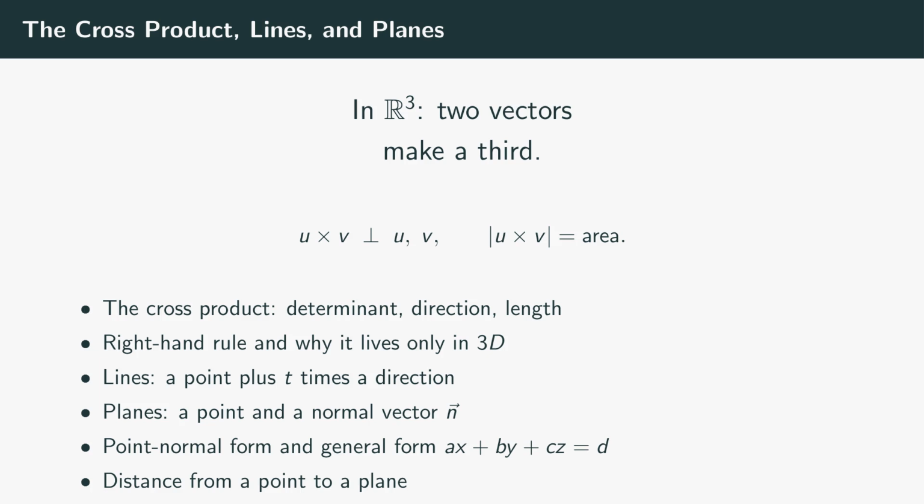Then, we use vectors to describe a line as a point plus a parameter times a direction. And we use a single normal vector to nail down an entire plane, writing it in point-normal form and in the familiar general equation. We finish by measuring the distance from a point to a plane. Let's begin.